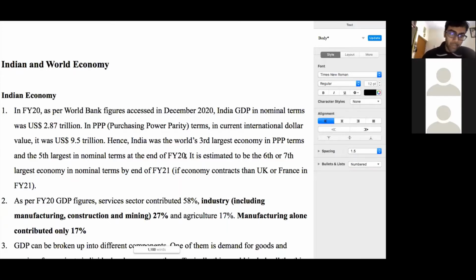So, as I said, it is estimated to be the 6th or the 7th largest economy in nominal terms by the end of FY21. Again, because why? If the economy contracts more than UK or France, it depends on how the COVID-19 situation is evolving.